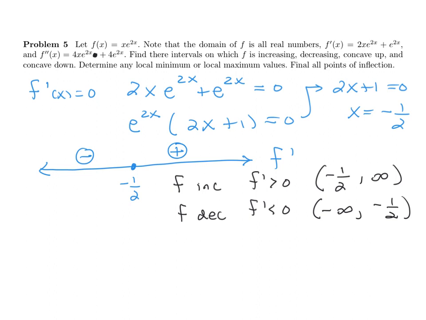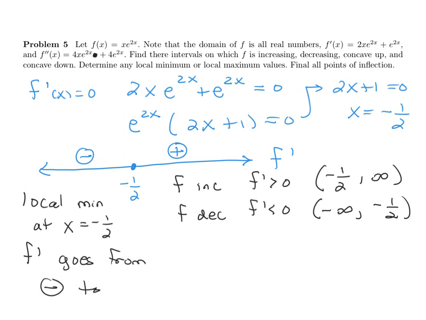Note that we have a local min at x is equal to negative 1/2. And this is because the derivative goes from negative to positive. Your original function must be decreasing and then increasing, so it has to be a lowest point on the function.